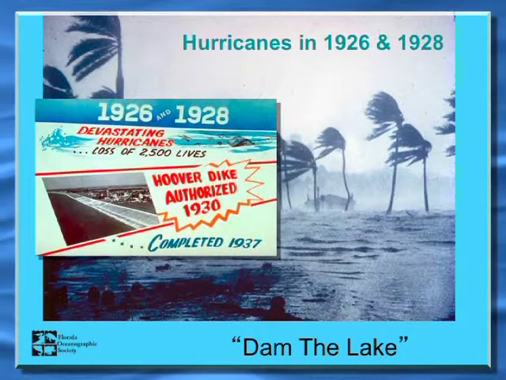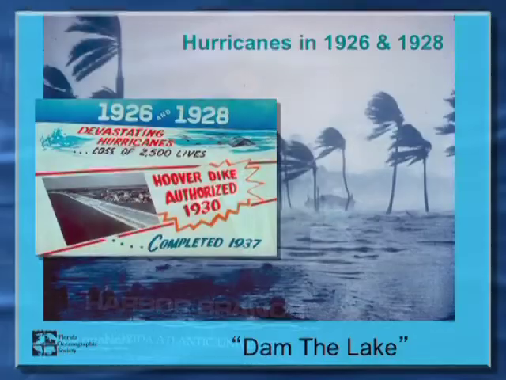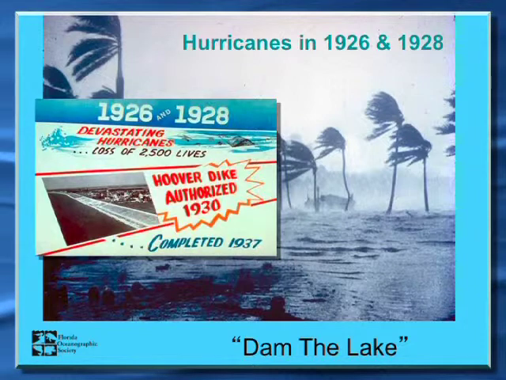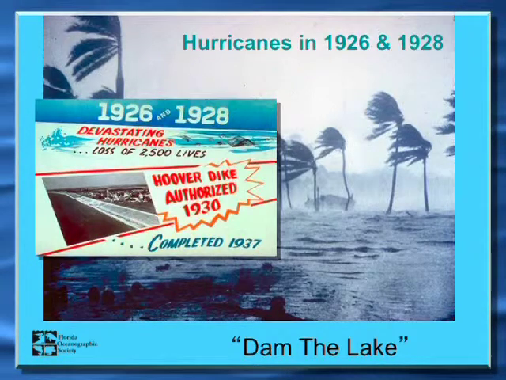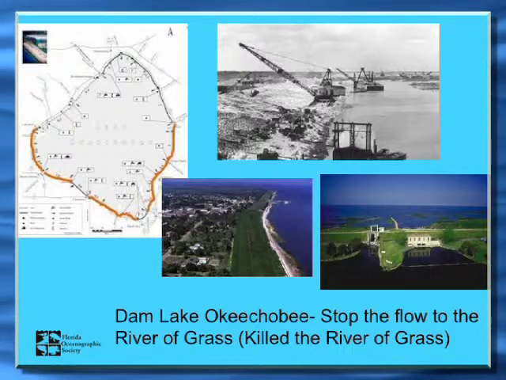Then in the 1920s, in 1926 and 1928, we had two major hurricanes that came across the state. No warning, no radar, no satellite imagery at the time. About 2,500 people lost their lives. There's a mass grave site if you go out State Road 76 toward Lake Okeechobee, past Indiantown just before Port Mayaca. And that's when the Herbert Hoover Dike was authorized. In 1930, it took 7 years. We built a dike about 35 to 40 feet high all around the perimeter of the lake, about a 143-mile perimeter. It's an earthen dike that helped control that flow and obviously stopped the river of grass south of the lake, as the lake would flow south.